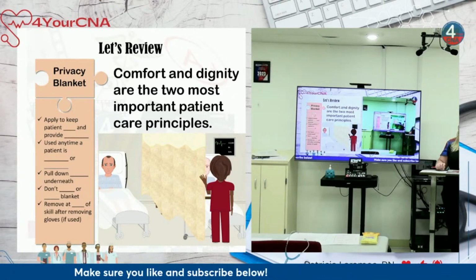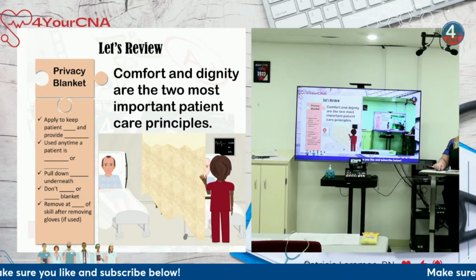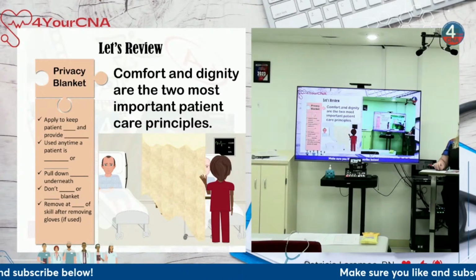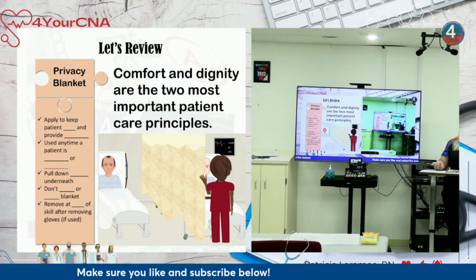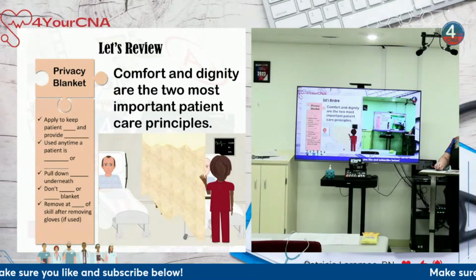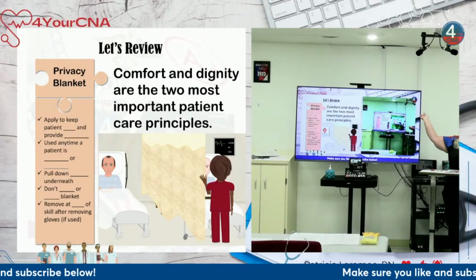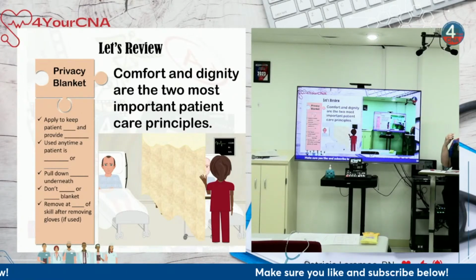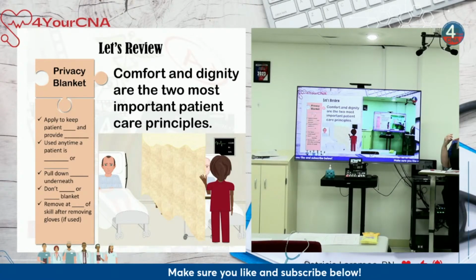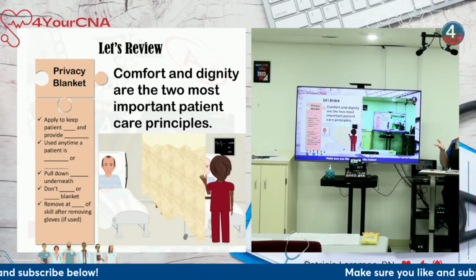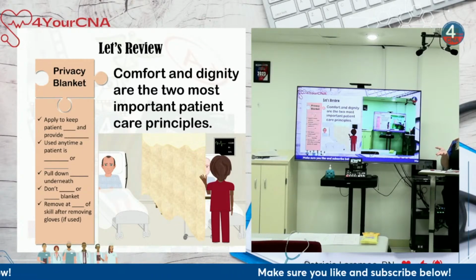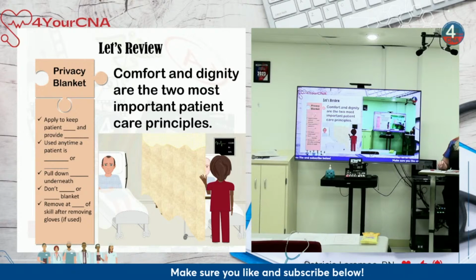What is that privacy blanket there to do? Why are we using it? Okay, so warmth and dignity. Keep them covered. Very good. So when we put the privacy blanket on, should we just pull the sheet off and then put the blanket on? How are we going to do it? Put the blanket on top of them without shaking it. Okay. Pull the sheet down. Why do we have to do it that way? So that way we don't expose anything. So they're never uncovered. Good job.